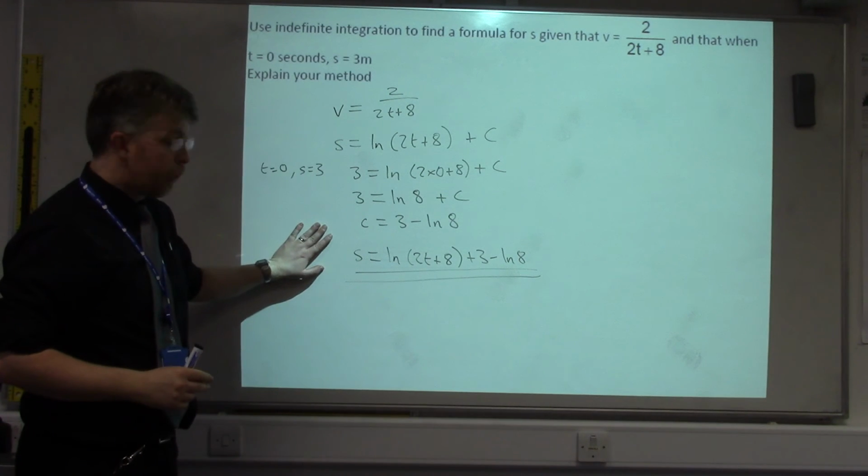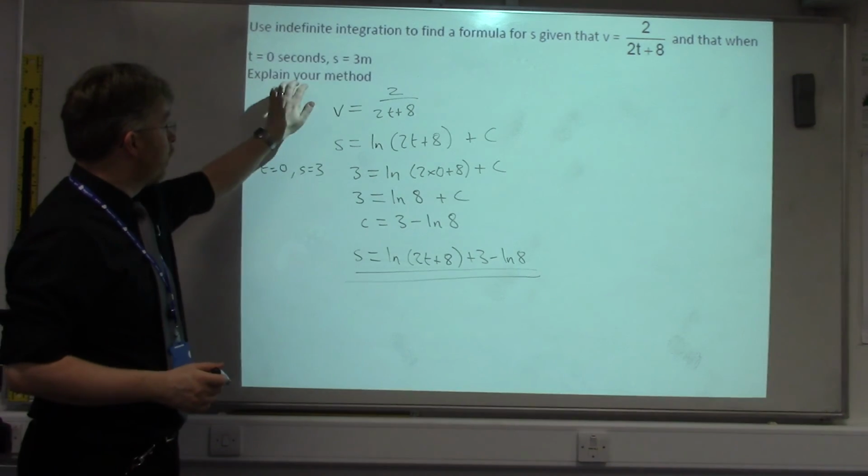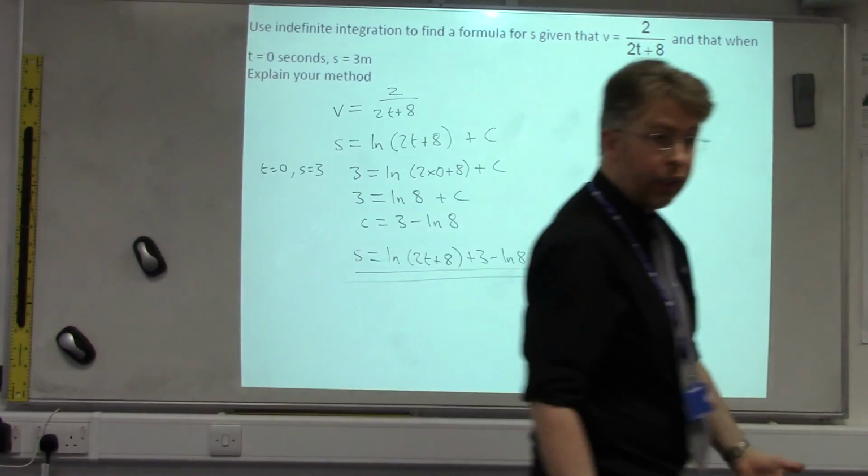So again, just doing it only gains you a pass. If you want to get a merit or distinction, you'll have to explain your method and give more reasoning in your own words.